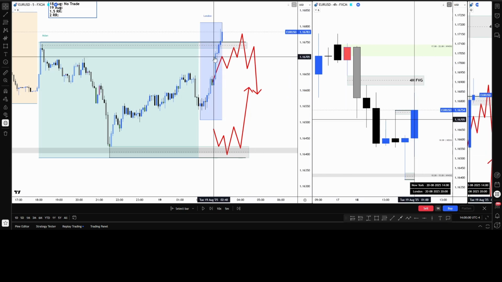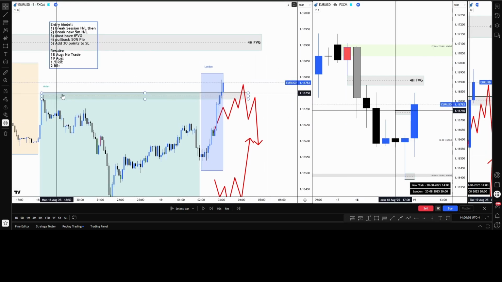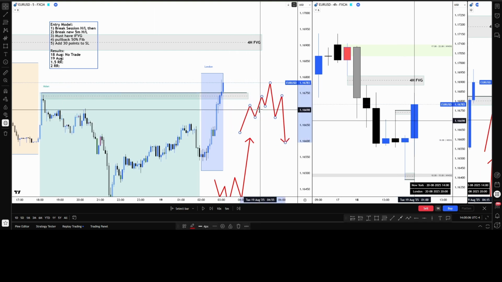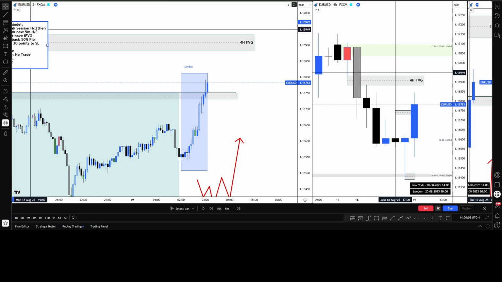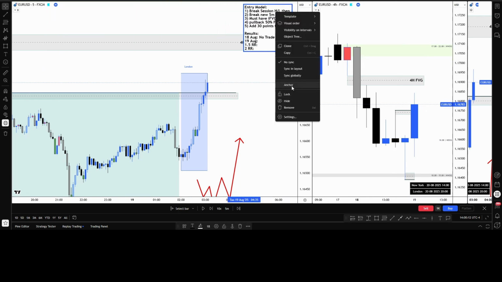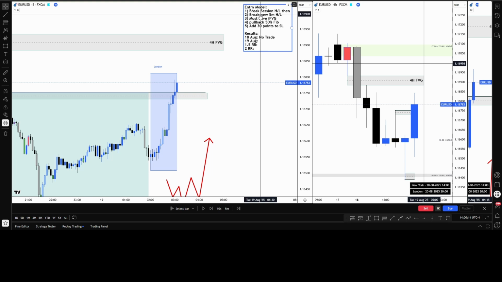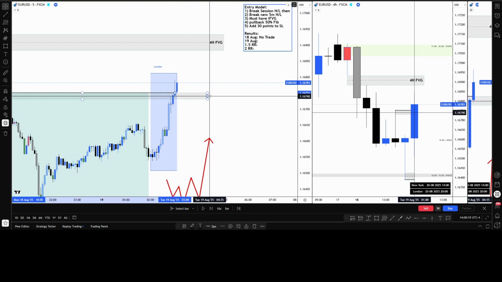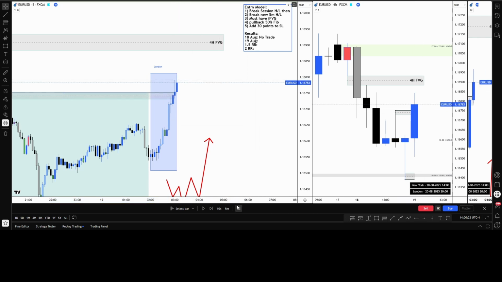Alright, price is going up. Took out the Asian session high. So now we're looking for a sell. Now we have this. Let's just quickly anchor this. So what do we have? We break the session high, right? What are we looking for next? We are waiting for a reversal. Let's move forward.